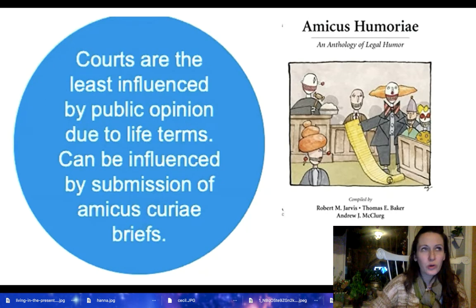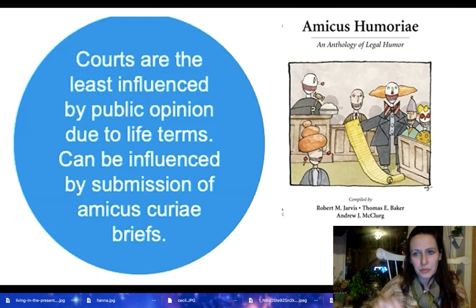The courts are not really supposed to be swayed by public opinion polls, but when there's an amicus curiae brief and you have these other people bringing information in, those people can sort of bring the pulse of the people in with it, but that should never really be a deciding factor.